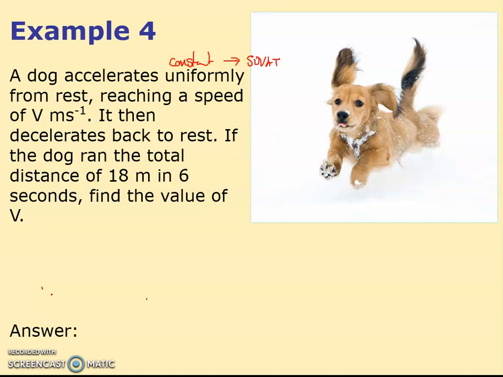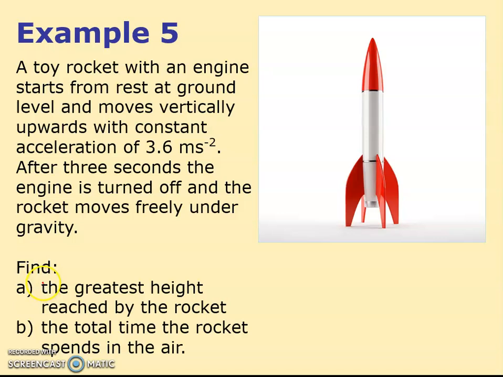And then we've got a second example, example 5. Apparently v is 6, but we'll prove that in class. And we've got example 5. We've got a toy rocket. Starts from rest at ground level and moves vertically upwards, and you can read the rest.